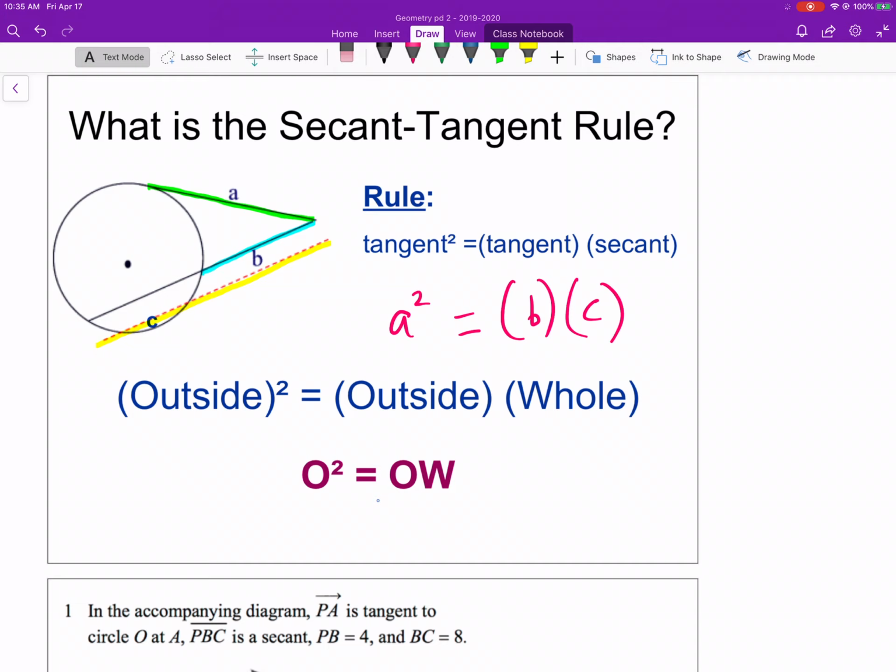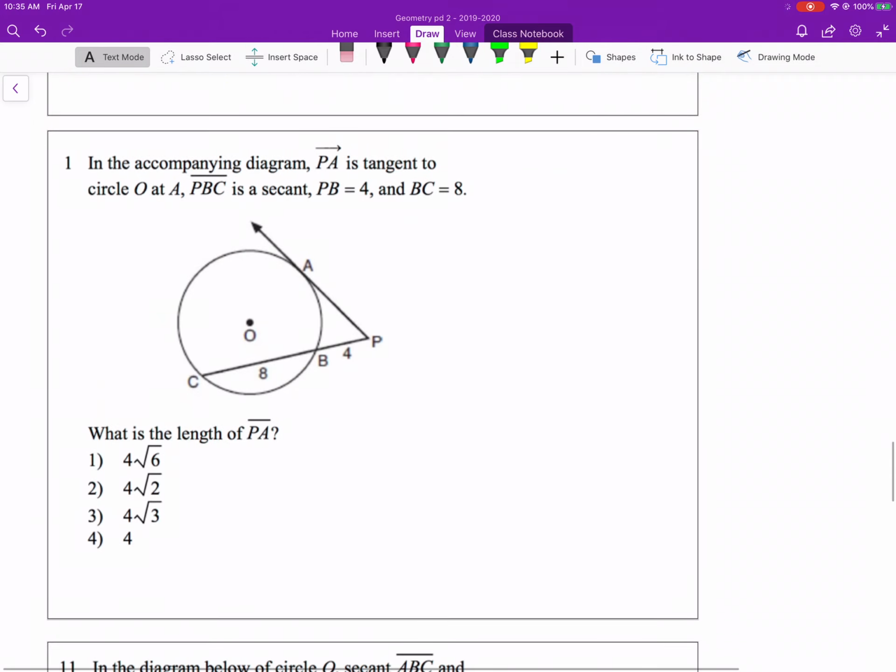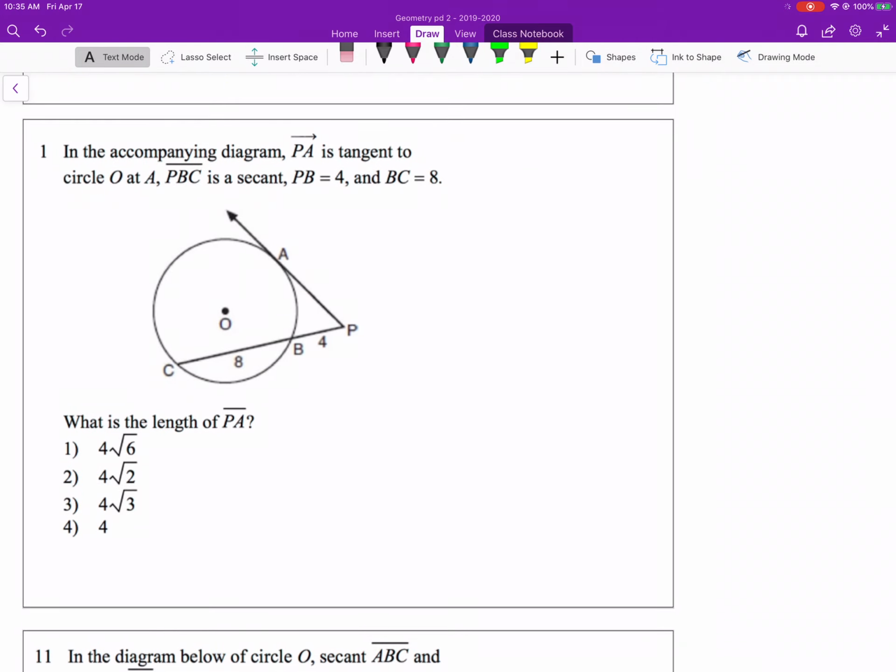Alright, so let's see how this looks in a problem. In the accompanying diagram, PA is tangent to circle O. You see how PA only hits the circle one time. PBC is a secant. Alright, PB is equal to 4. They filled that in for you. And BC is equal to 8. What is the length of PA?